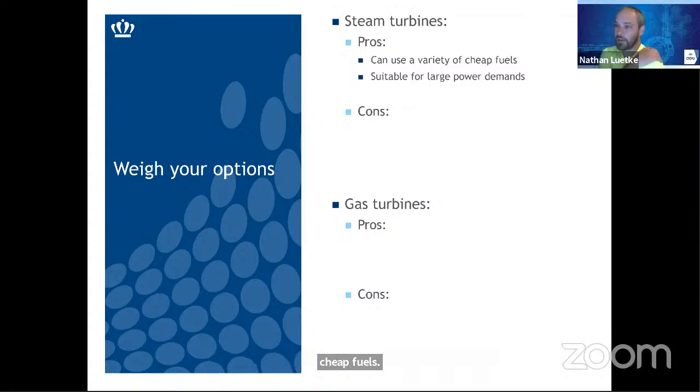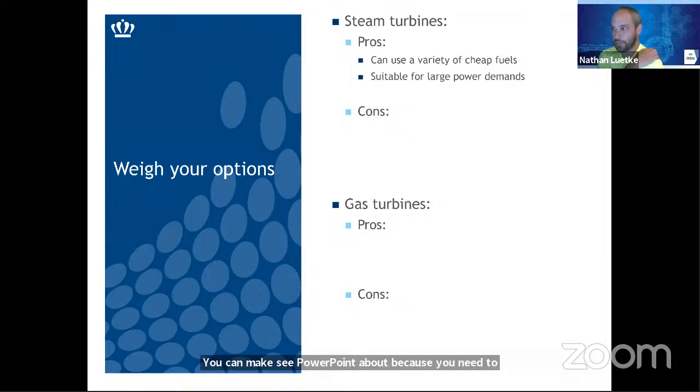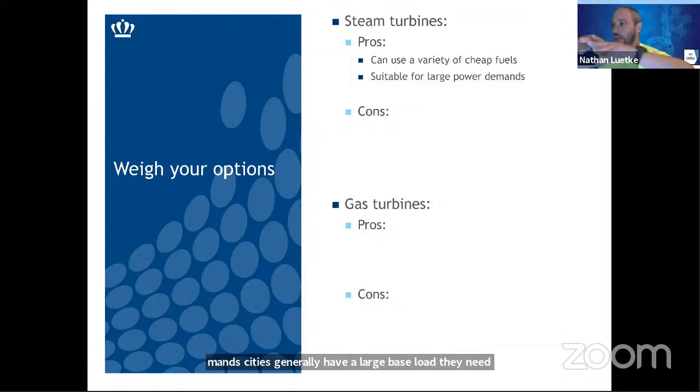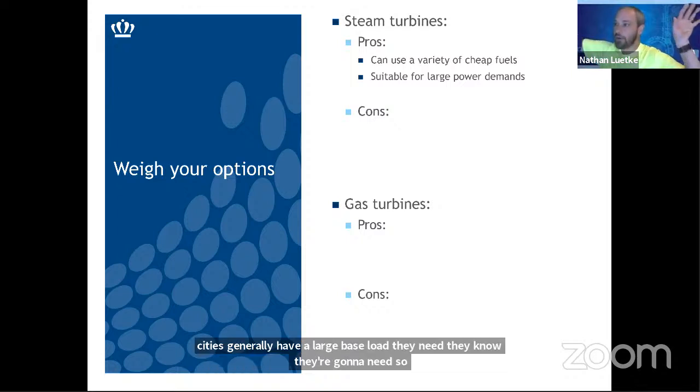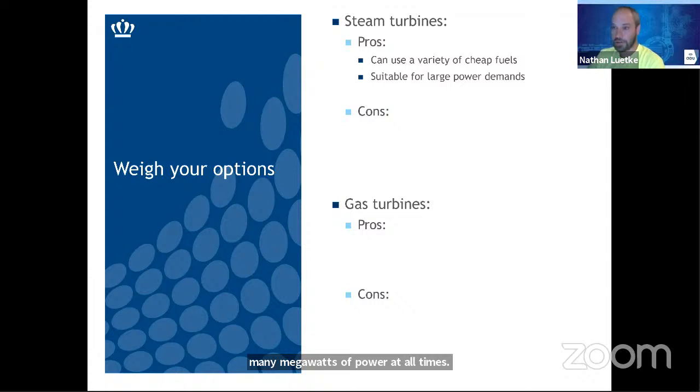They're great for very, very large power demands. You can make a steam power plant about as big as you need to. You can have multiple turbines. As long as you can boil the water, you can make the power. So they are great for large demands. Cities generally have a large base load they need. They know they're going to need so many megawatts of power at all times. Well, steam power plants are great for constantly producing that.